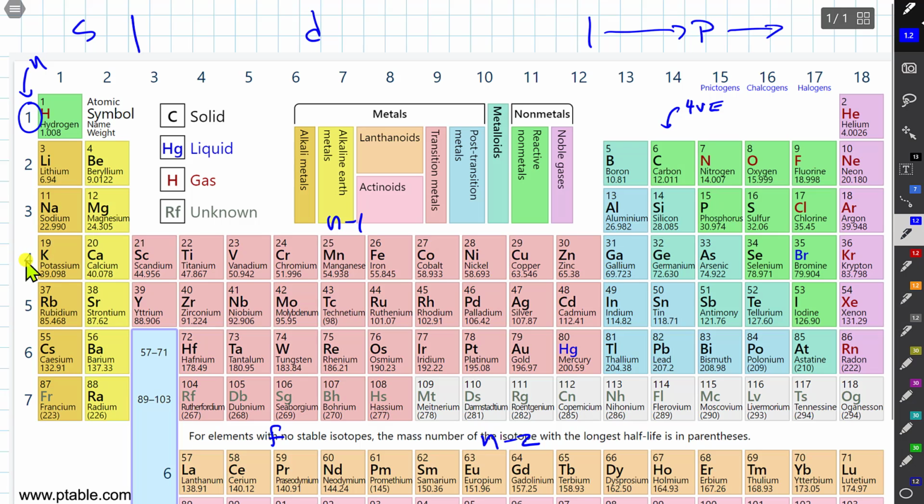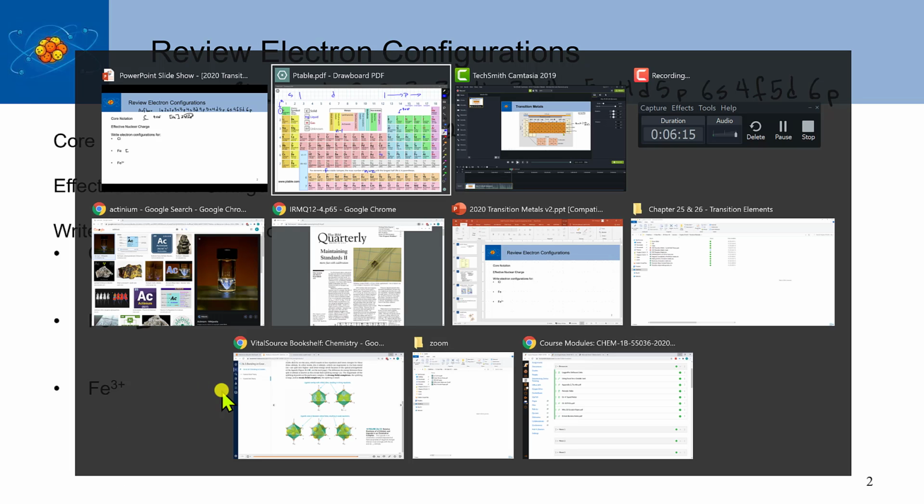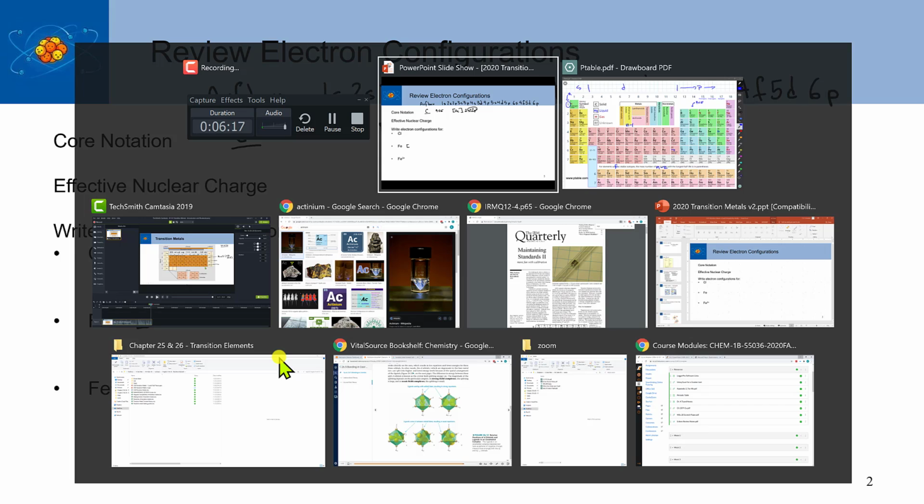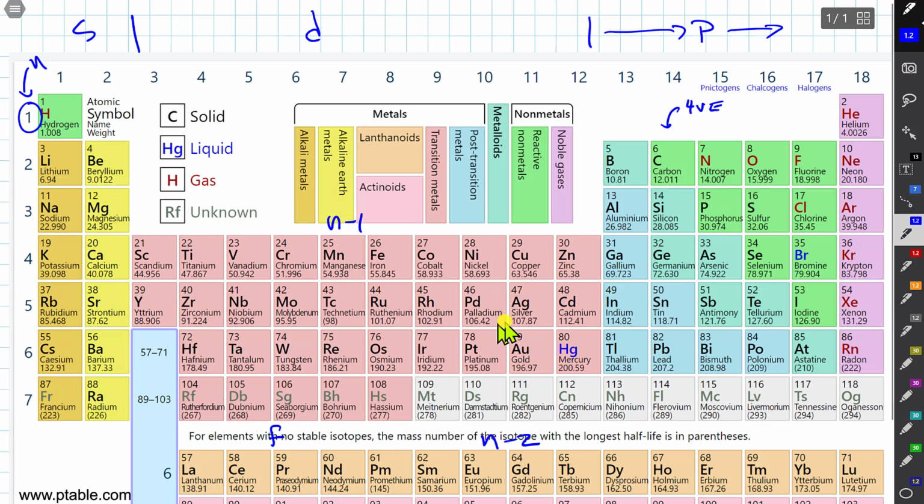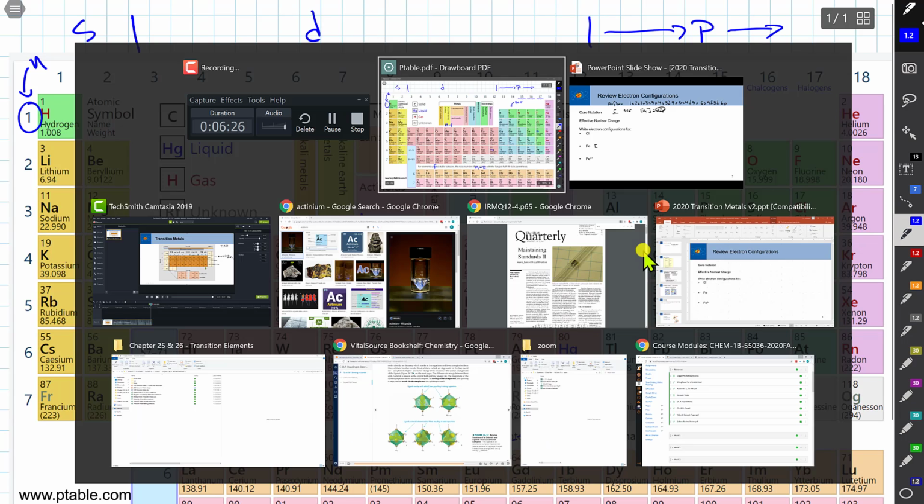So we're going to start with 4s, and then we're going to do the d's for iron. Okay, so we're going to write the core. Oh, I forgot to show the core for iron, that would be argon, right? So we're going to put argon in brackets.